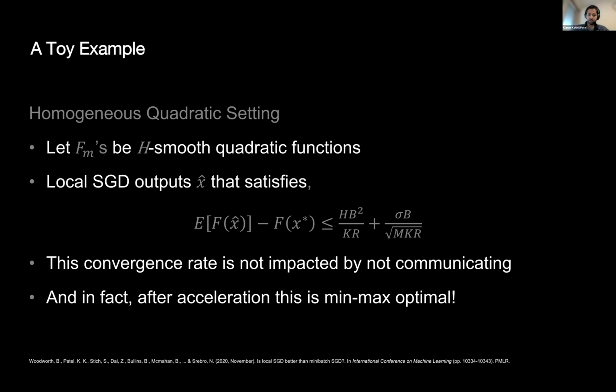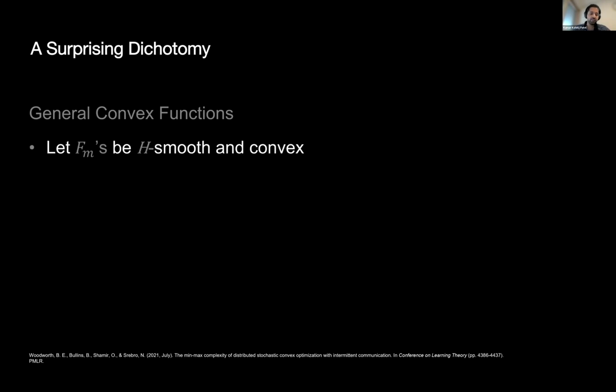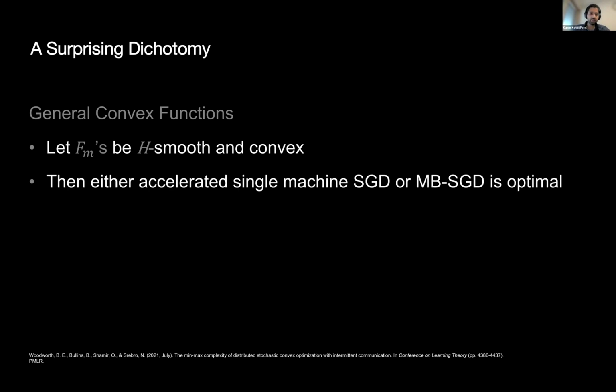Okay. So this is a toy example, and this toy example shows us that in the quadratic setting, you can get optimal rate by using local SGD. But as soon as you move to anything beyond the quadratic setting, let's say you move to the general convex function setting, then there's a surprising dichotomy which appears, which completely sidelines the local SGD algorithm. For instance, if the F_m are H-smooth and convex functions, then Woodworth et al. showed the following result, that either single machine SGD or mini batch SGD is optimal.